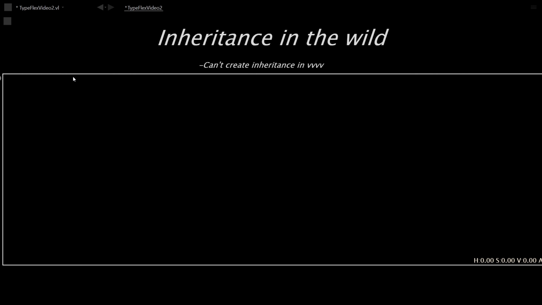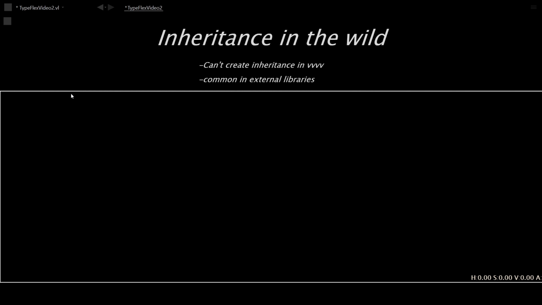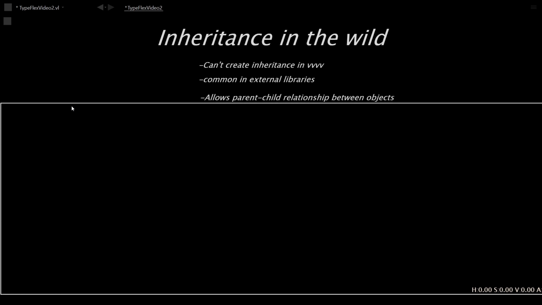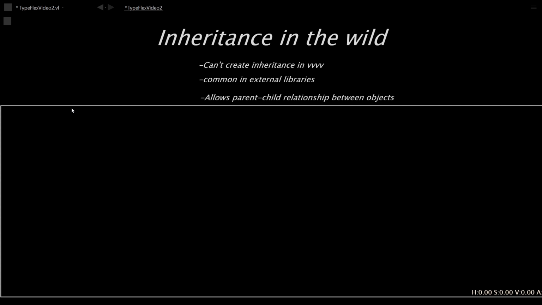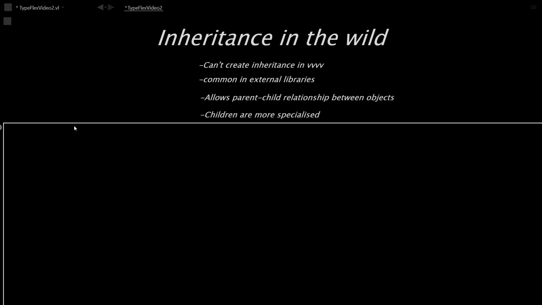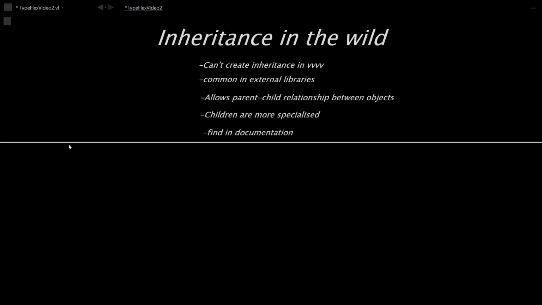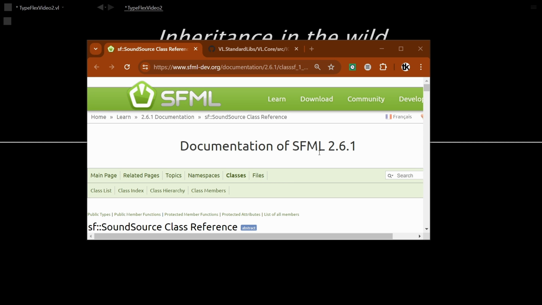So we actually can't create inheritance in v4, but it's common in external libraries, so we should still know how to identify it to use its type flexibility features. What inheritance does is it allows parent-child relationships between objects, and that's usually that children are more specialized versions of the objects. You can find inheritance in documentation. So let's look at the documentation.